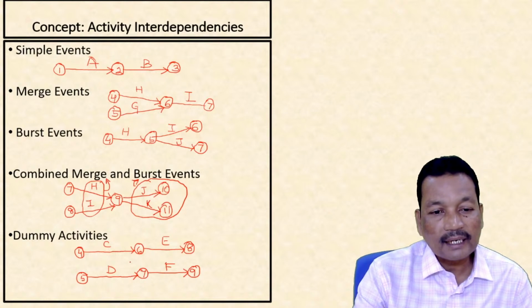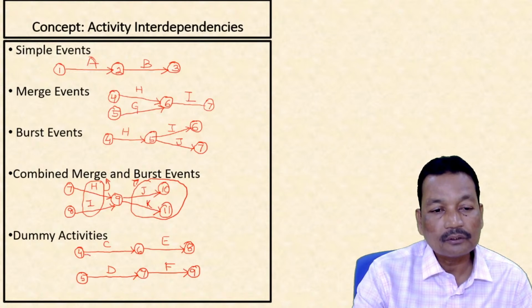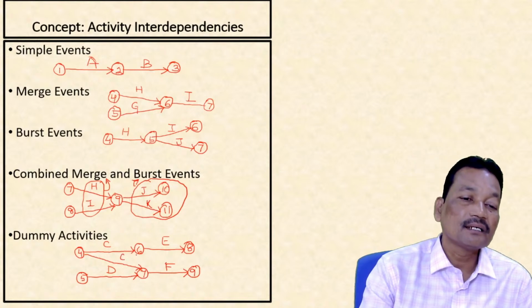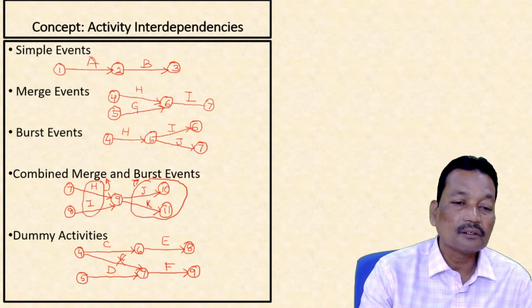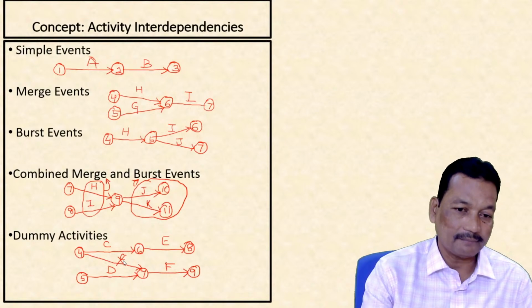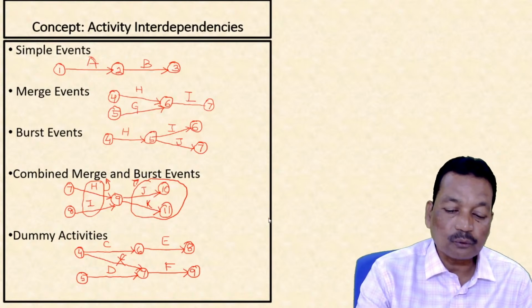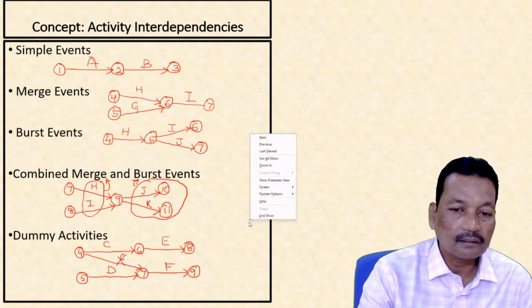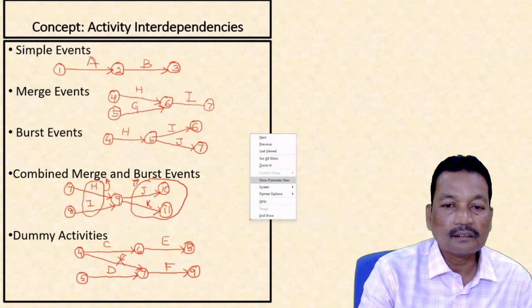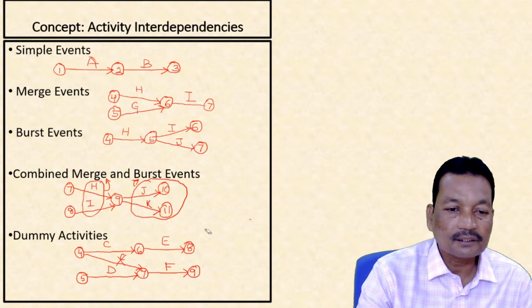Can I draw another activity like this as C? The answer is no. Suppose I draw another C, this becomes wrong because you cannot have the same two activities in a project network diagram. So what do we do there? Instead of doing that, let me erase that first.